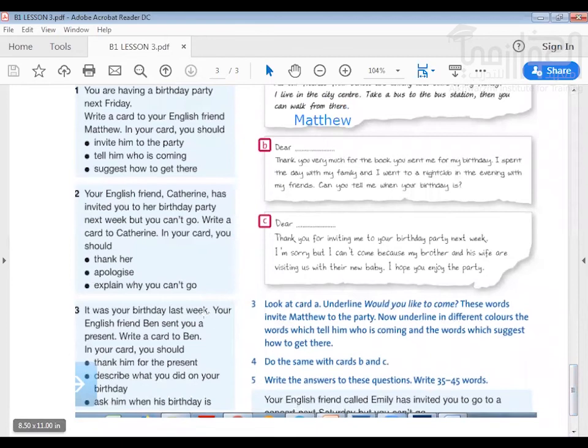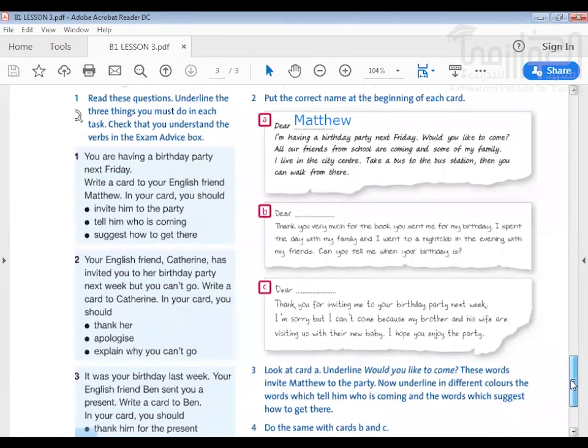So it is what? Ben here. So let's go back and then we write Ben here. So dear Ben, so the answer here should be Ben. Yes. So that is it, Ben. Good, dear Ben. And then the last one, we are only left with Catherine. So it is clear that it is Catherine. When you look, thank her, thank you. And then apologize, say you are sorry. I'm sorry here. And then explain why you can't go. I can't come because, so it is very clear that it is Catherine. So this is the answer.